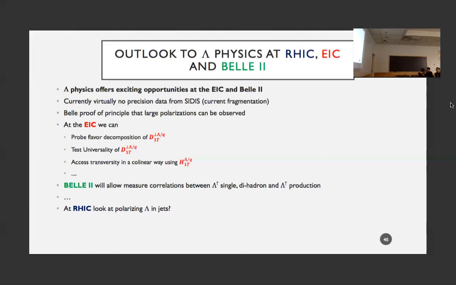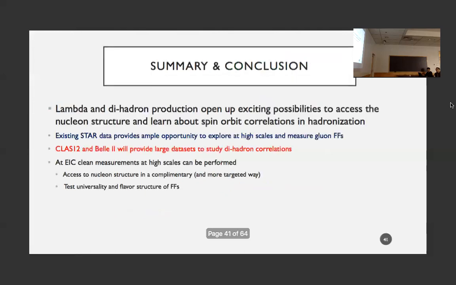At Belle II, my hope is also to look at correlations between the transversely polarized lambdas of both hemispheres, as well as lambda correlation with a simultaneous dihadron. And at RHIC, I think it might be interesting to look at the polarizing lambda from unpolarized protons and jets. We maybe get around this problem that you don't have acceptance in the forward direction where the correlations are large. Presumably, if you look into a jet, it should also be large.